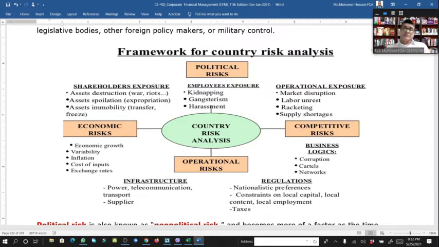And supply shortage, for example, if you want material for supplying, but material is the vital part of production. So material, that means items, if there is a shortage in that country, you will not invest there. And business logistics, that means sometimes corruption and network problems, etc. Regulation also: national preference, constraints on local capital, local content, local employment, tax, etc.